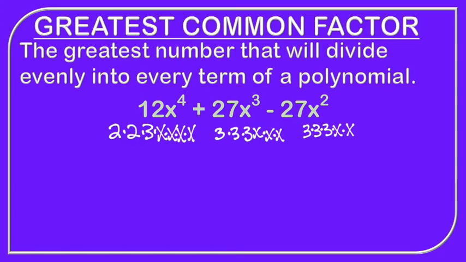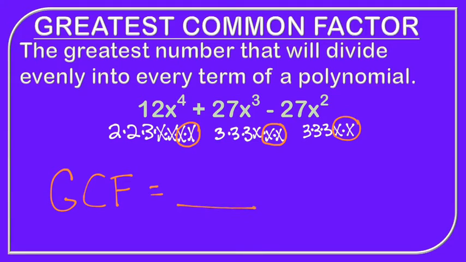Now what we want to look for is what they have in common. I'm going to start with the x's. So we have x squared in this term. We have x to the third in the middle term, but it at least has an x squared. And we have x to the fourth in the first term, but it at least has an x squared. So every term has at least 2 x's, so every term has at least an x squared. So our greatest common factor will have an x squared in it.